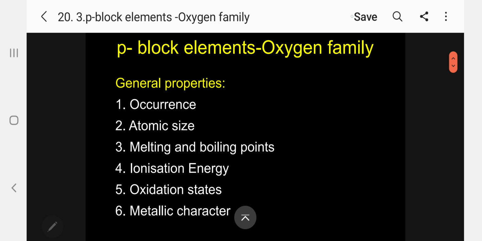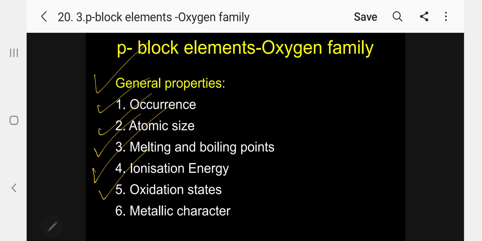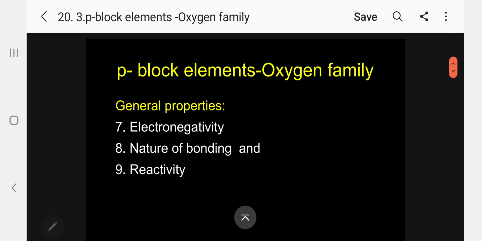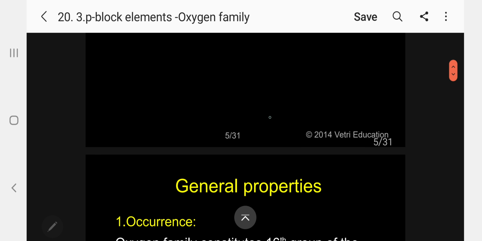Now, coming to today's topic, I am going to discuss the general properties of the oxygen family. What is general? 1. Occurrence. 2. Atomic size. 3. Melting and boiling points. 4. Ionization energy. 5. Oxidation state. 6. Metallic character. 7. Electronegativity. 8. Nature of bonding. And 9. Reactivity. Please follow. So these are the most important general properties we have to discuss under the oxygen family.